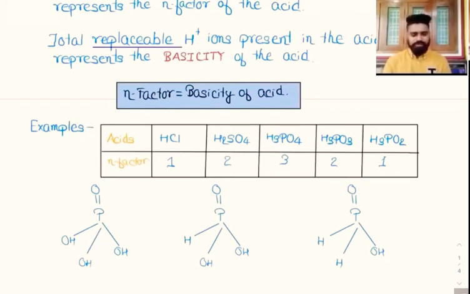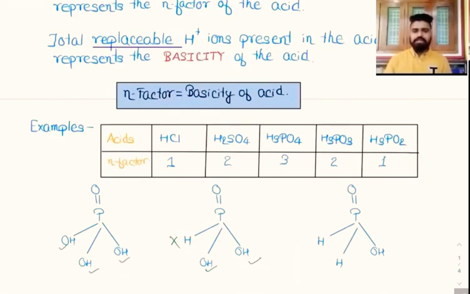Therefore, in case of H3PO3, we have one hydrogen atom linked with the central atom, phosphorus. This hydrogen is not replaceable, and thus the n factor will be because of these two hydrogens only. Therefore, the n factor of H3PO3 is 2. In case of H3PO4, all the hydrogens are attached with oxygen only. Therefore, the n factor is 3.